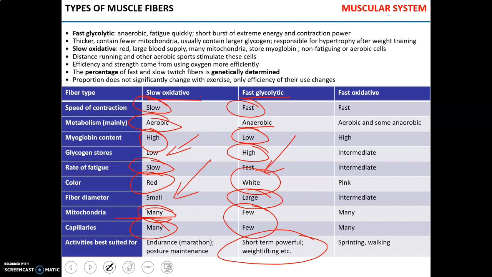of posture. Now, what I want to specifically highlight is that the percentage of slow oxidative and fast glycolytic fibers in each person is determined genetically. So if you exercise, the proportion doesn't really change with time, or if it changes, it's to a very small extent, but you can change how efficiently you use each type of muscle.